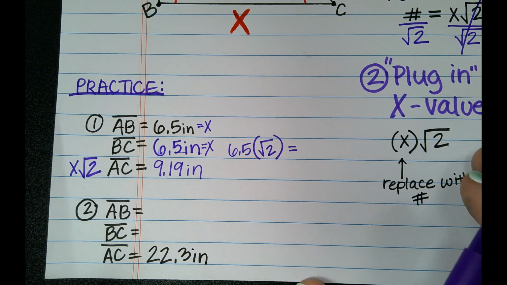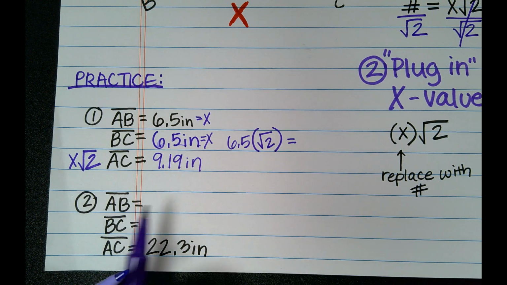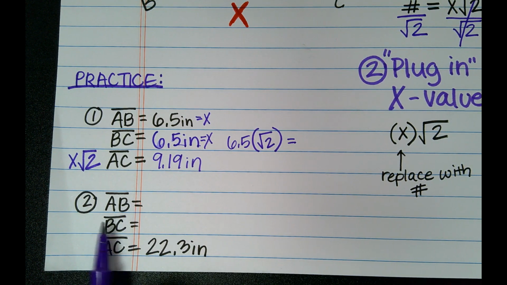Let's look at number 2 then real quick. We don't know A to B. We don't know B to C. We know that A to C is 22.3. Does anybody want to share what they got for A, B, and B, C? Lisa?